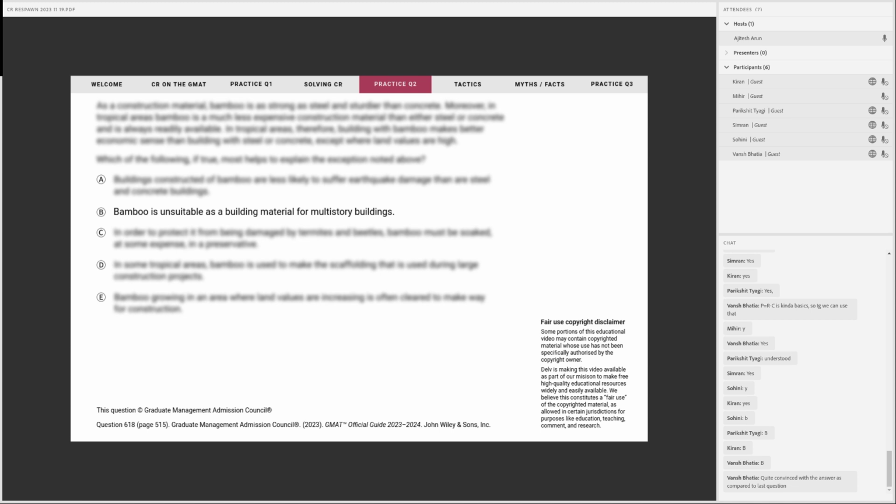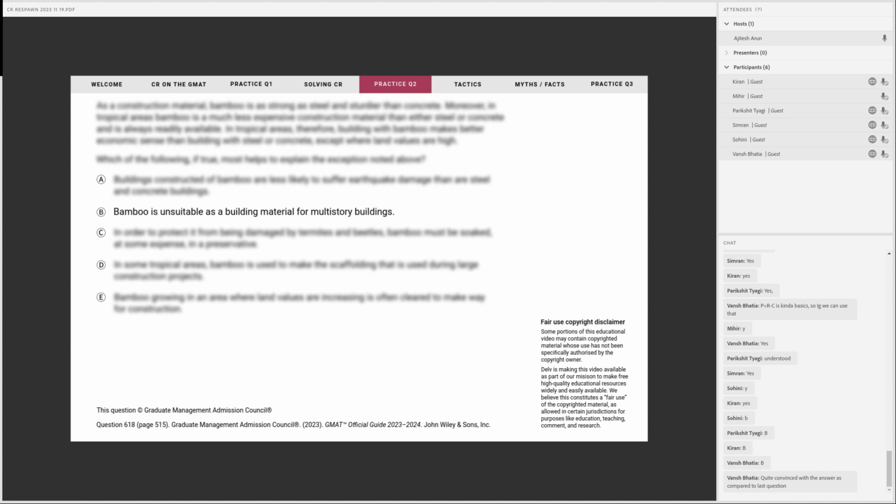Now, over here, two things. We need to remember that for some GMAT questions, we will have to do that. There's no other way, right? So some people say that you cannot use outside information. Let's be clear, that is not correct. You sometimes have to use outside information. So that's one part of it. But what Vansh and Pariksha did is very important. They backed that up with elimination.